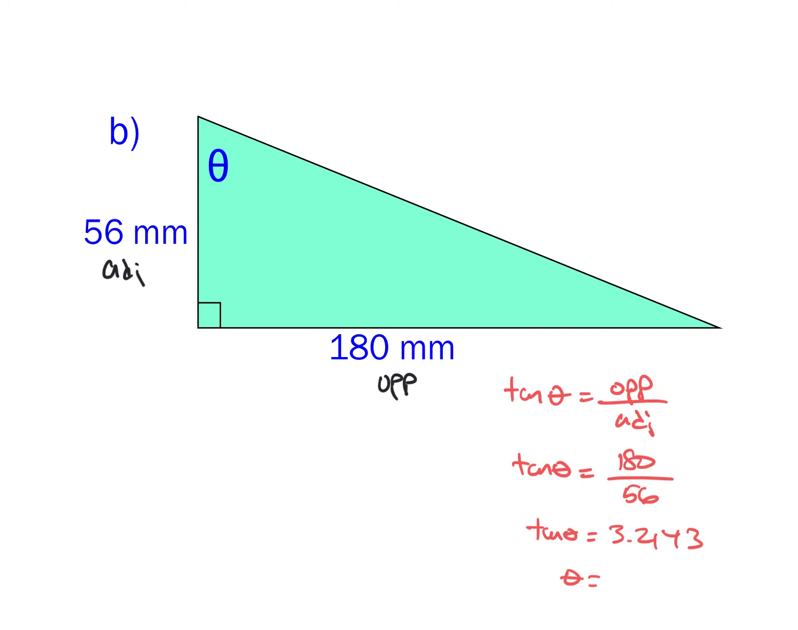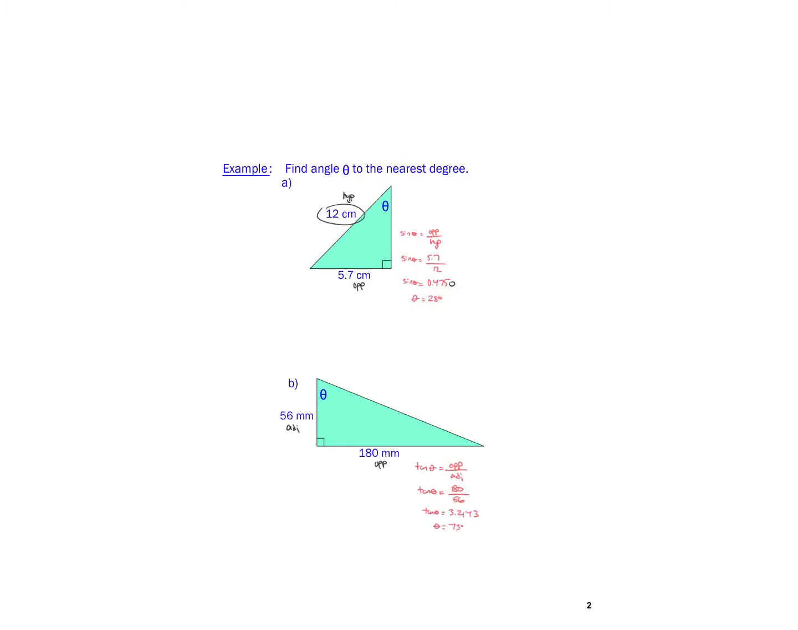Then we use the shift tan feature on 3.2143, and what I get, rounded to the nearest whole degree, is 73 degrees. It's actually 72 point something, but that something is more than 0.5, so it bumps it up to 73 degrees. So angle theta is 73 degrees. Okay, so that's it for that question. Now we will move on to the next question.